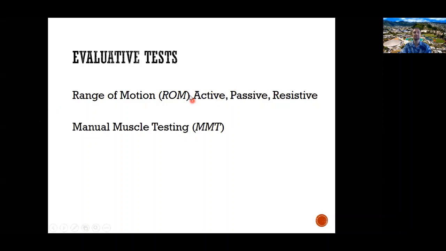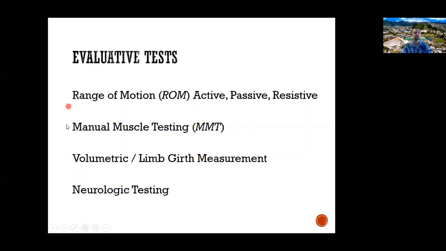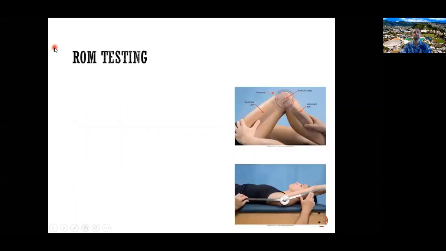Okay, so remember, active range of motion is the person is using their muscles to create changes in angles at a joint. Passively, the clinician is moving the joint passively through its range. And then resisted is we're applying additional force above active. Within that resisted, we have manual muscle testing, which we'll talk about, volumetric, limb girth, and then some neurological stuff. So here's our breakdown of our evaluative tests.